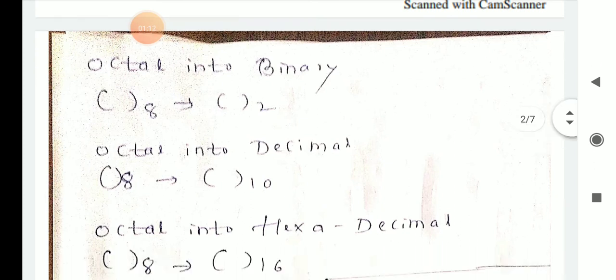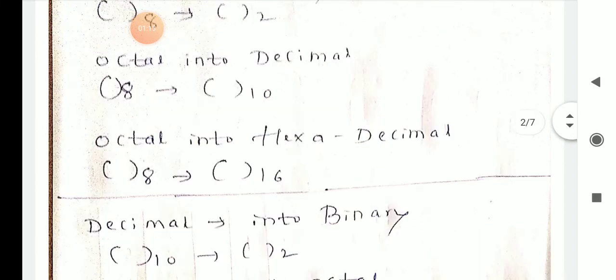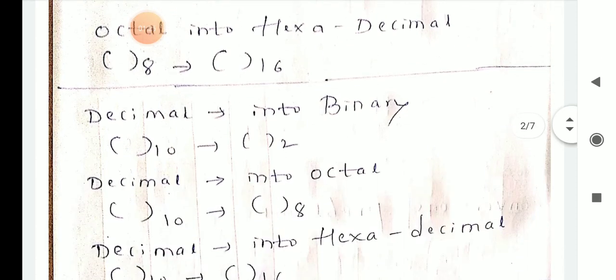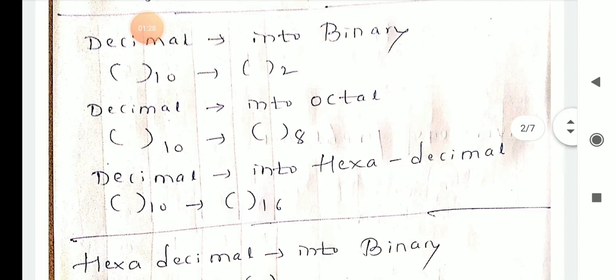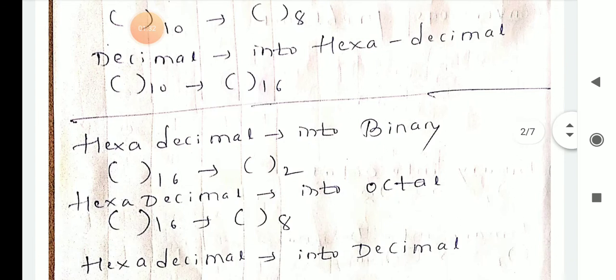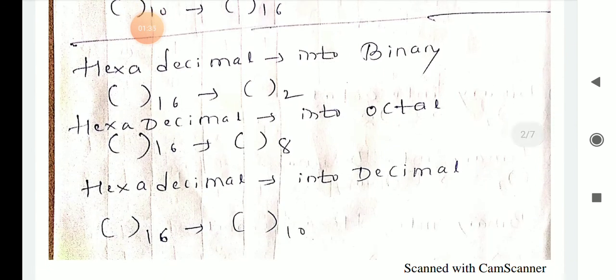Then we will do conversions between octal into binary, octal into decimal, octal into hexadecimal, and next, decimal into binary, decimal into octal, decimal into hexadecimal, and also hexadecimal into binary, hexadecimal into octal, hexadecimal into decimal. So these are the conversions that come under number systems or number formats.